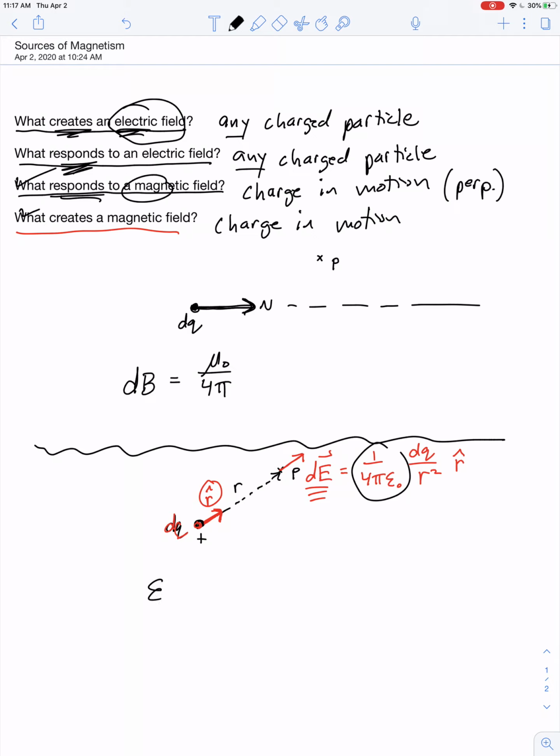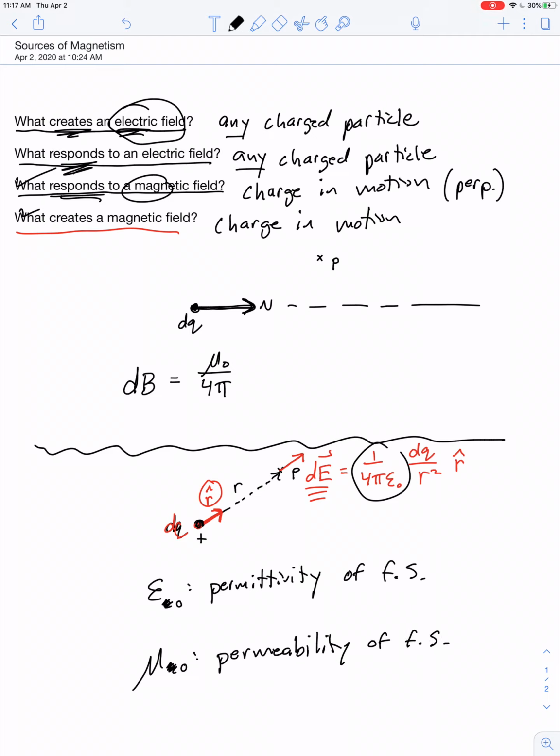So epsilon naught we called permittivity. If I leave out the subscript 0, we just call it permittivity. If it has subscript 0, then we're implying that the material surrounding the charge is air or vacuum, and so we call it permittivity of free space. This new symbol mu naught is called permeability. And if I leave the subscript off of it, we call it permeability. If I include the subscript, then I mean permeability of free space.